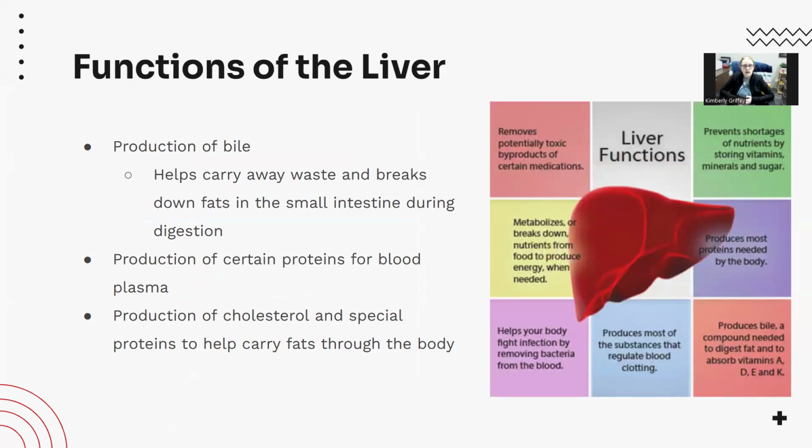So the liver functions, it helps produce bile. Think of your liver as the fish tank, remember? So your liver is kind of your filter, your charcoal filter for your fish tank. And if you eat a lot of fatty food, drink a lot of alcohol, or have anything that affects your filter, what happens is you have that buildup of toxins, essentially. The liver also produces certain proteins for blood plasma. It aids in the production of cholesterol and special proteins that help carry fats through the body. So this picture also has some other functions that it does.